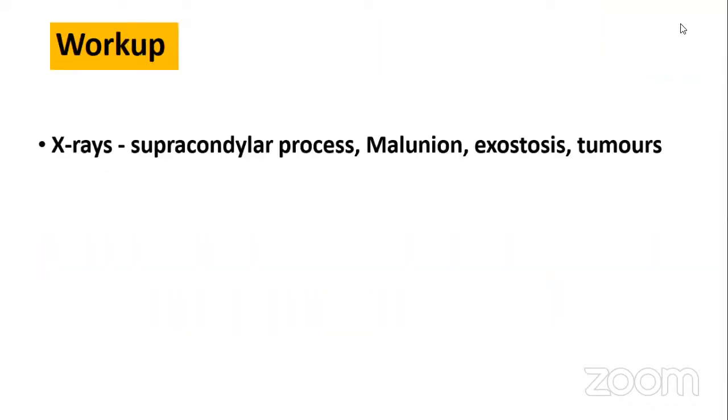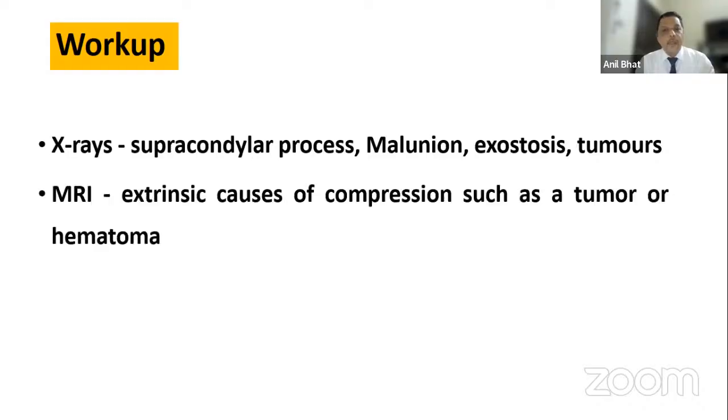The basic workup should always start with an X-ray. Don't forget the X-ray, because sometimes there might be bony abnormalities causing compression. A lot of times patients come in straight away with an MRI, which is not really correct. There could be a supracondylar process which can cause compression of the median nerve. There could be malunions, like distal radius malunions causing carpal tunnel syndrome. There could be exostosis anywhere in the body, and they can cause compression. Tumors, again, the same problem. MRI is definitely required when we suspect something like tumors, hematomas, and things like that, but it's not always needed.